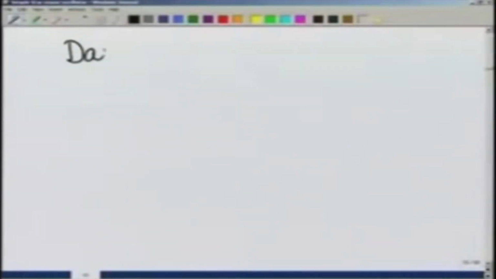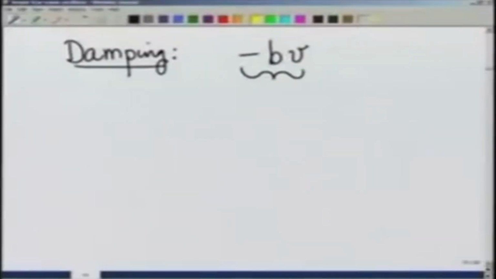Now we go to the next level of retardation, and that I am going to call in general damping. And usually when I talk about damping in oscillations, I mean a term which is proportional to velocity. So there is a retardation or damping force which is proportional to the velocity and obviously opposite to the velocity.